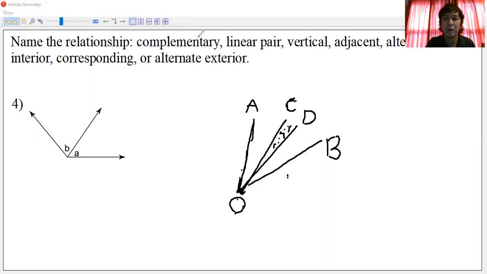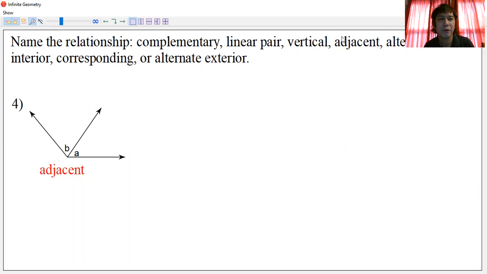So what we have here in our drawing is not adjacent. But this one is adjacent. They have a common side, common vertex, and non-overlapping interior points. So the answer here is adjacent. And we shall be able to see that adjacent angle pair. All right, so you should be able to check on this. You should be able to learn at least its definition. That'll be for number 4.